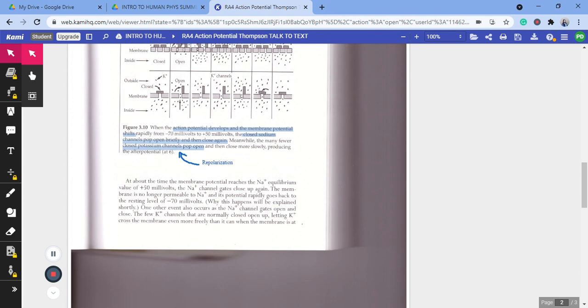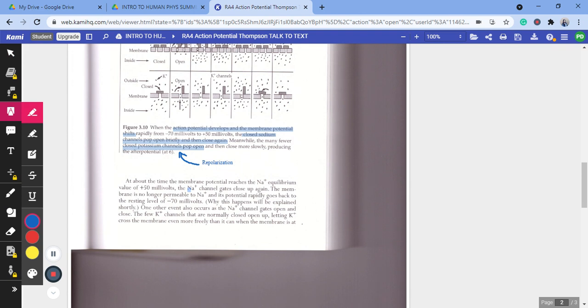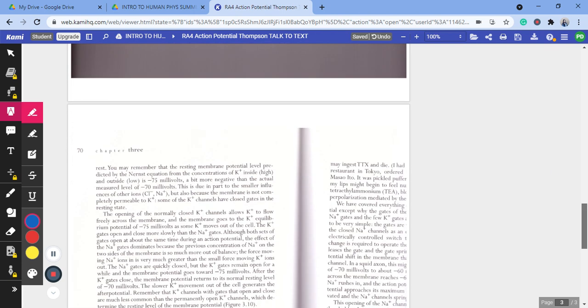Okay, so moving on, at about the time the membrane potential reaches the sodium equilibrium value of positive millivolts, the Na channel or the sodium channel gates close up again. The membrane is no longer permeable to sodium, and its potential rapidly goes back to the resting level of -70 millivolts. Why this happens will be explained shortly. One other event also occurs as the sodium channel gates open and close. The few potassium channels that are normally closed open up, letting potassium cross the membrane even more freely than it can when the membrane is at rest.